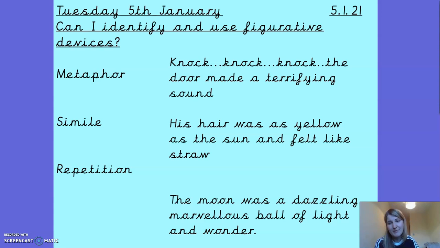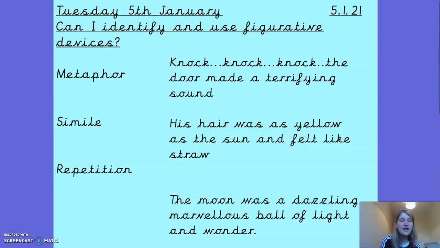Now, if we just refresh our memories, I'm going to start from the bottom up. Repetition is something where authors repeat either a word or a phrase. Particularly in poetry, it creates a certain rhythm, that da-dum, da-dum, da-dum. But it might also be to create atmosphere or tension. Simile is something where we compare something to something else using as or like. So simile, compare. Metaphor is when we say something is or was something else. So simile, compare; metaphor, is or was.